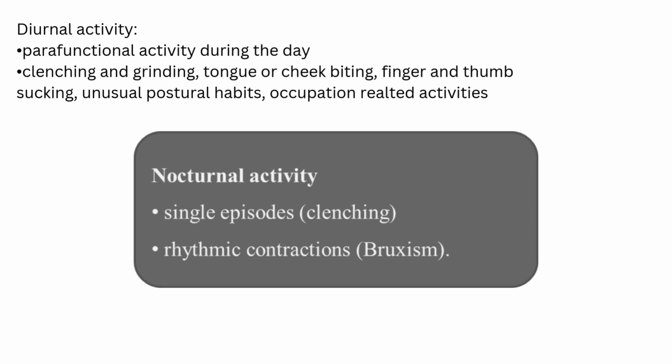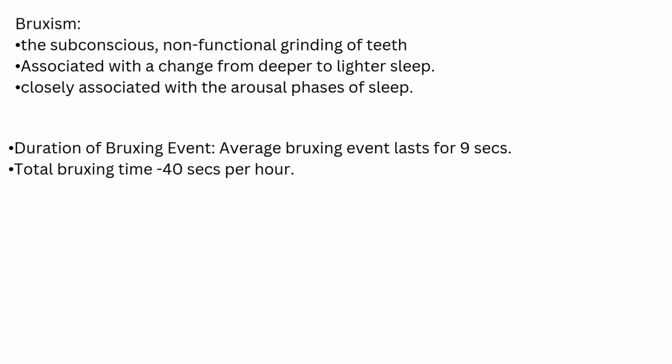Now in the nocturnal habits or activities, it could cause a single episode, that is clenching, or it could have rhythmic contractions like bruxism. Now, bruxism basically is non-functional grinding of the teeth, and it is mainly associated with change from deeper to lighter sleep. Okay, closely associated with arousal phases of sleep, and during 1 hour of your sleep, total bruxism time is 40 seconds per hour. Okay, and the average bruxism event lasts for 9 seconds. Understood? So, this is it.